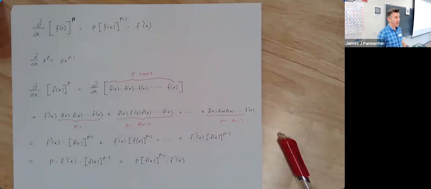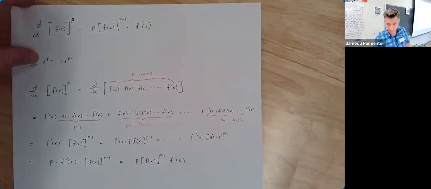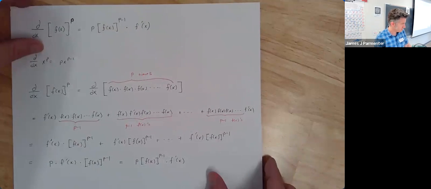So when you have some function inside of another function, you do the derivative of the outside function, you leave the insides alone, and then you multiply outside by the derivative of what was inside. Let's do a few examples here.